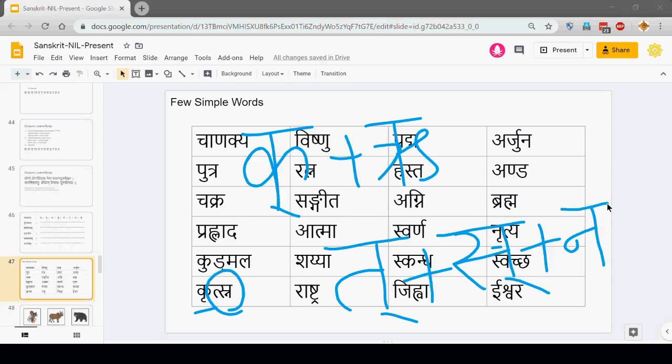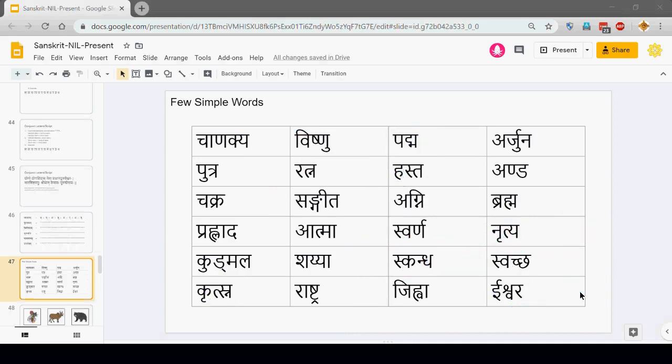So it is krutsna. All are combined together here. With ta and sa together, krutsa, and na is pronounced immediately after sa. Krutsna. So this krutsna means complete, full, entire.